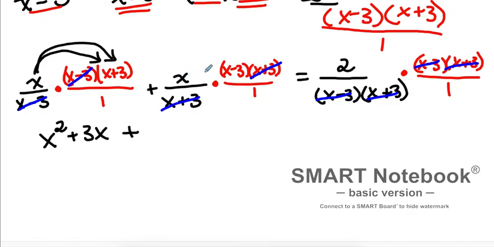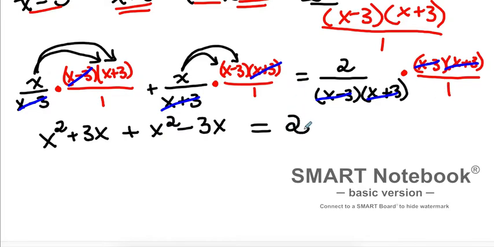Well, over here I have x times x minus 3. So let's just distribute. Again, x times x is x squared. And then x times negative 3 is negative 3x. Very good. And look at that. On the right side, everything canceled. So I only have 2 over 1, which is just 2.